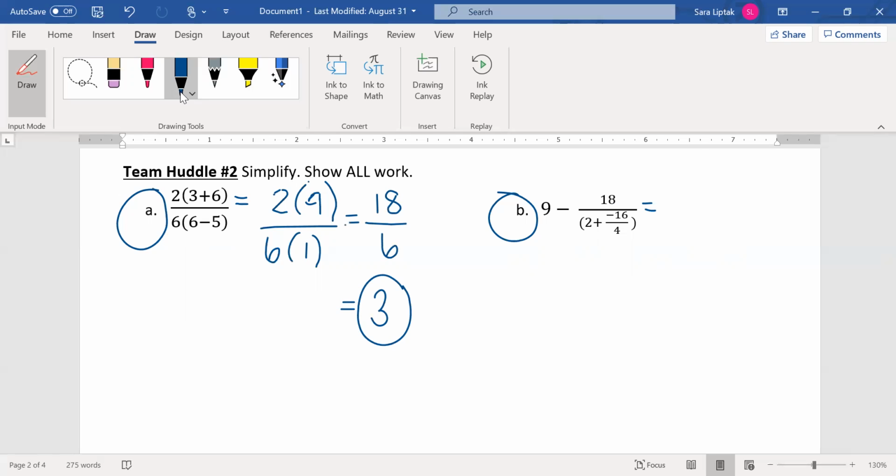For part A, I had 2 times 9 after I simplified 3 plus 6. In the denominator, I simplified 6 minus 5 to get 1. After multiplying that by a 6, I got a denominator of 6. And the numerator, after simplifying 2 times 9, I had a numerator of 18. When I divided 18 divided by 6, I got a quotient of 3.